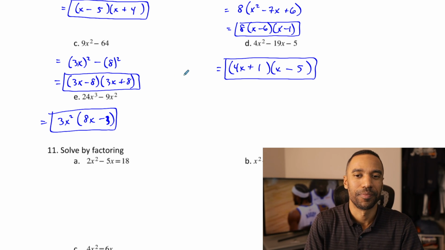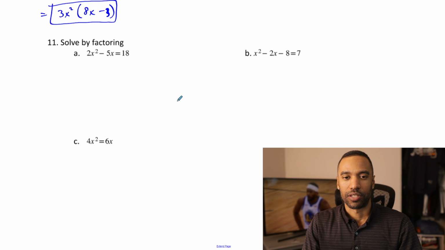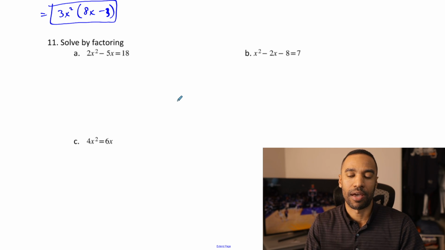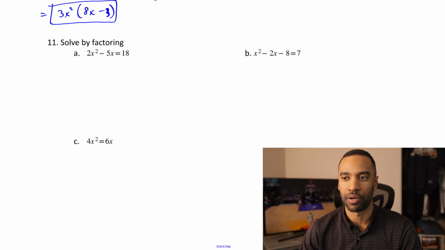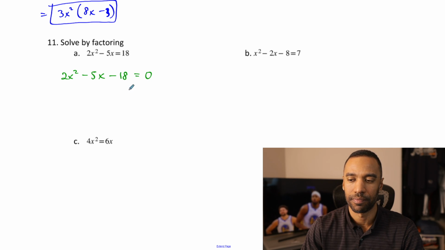That's still it. Okay. Number 11, solve by factoring. So the method will be forced on you. I guess it means to say it is factorable. Now this, I could factor an x out of these two terms, but my goal is to set things equal to 0 and use zero product property. So I'm going to begin by doing that. Subtract 18 from both sides.